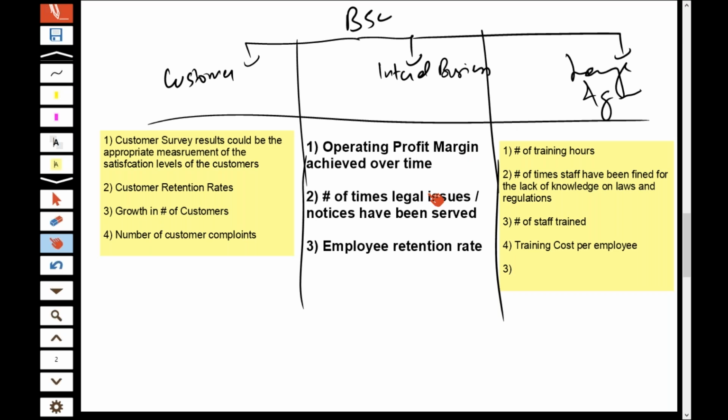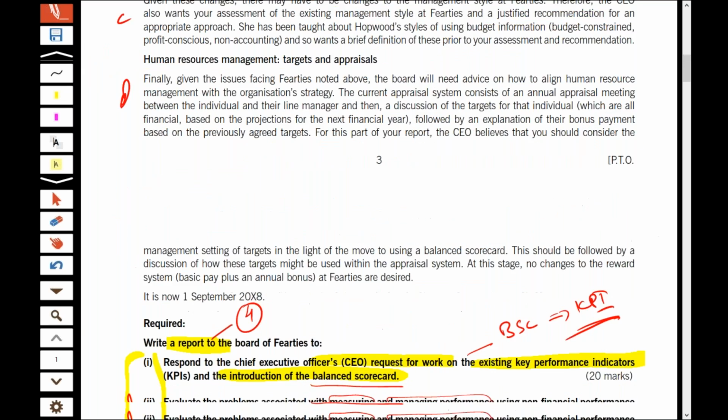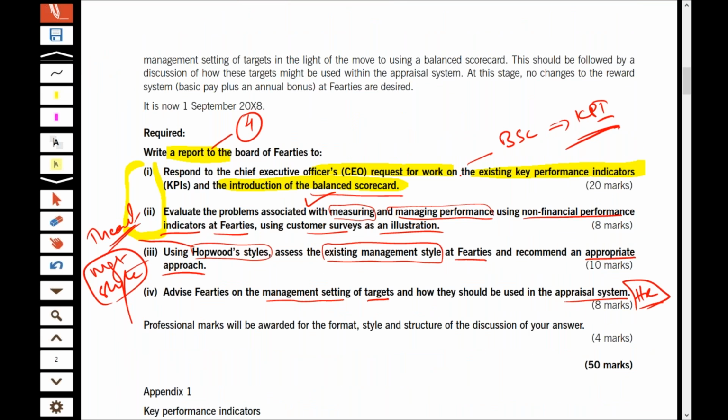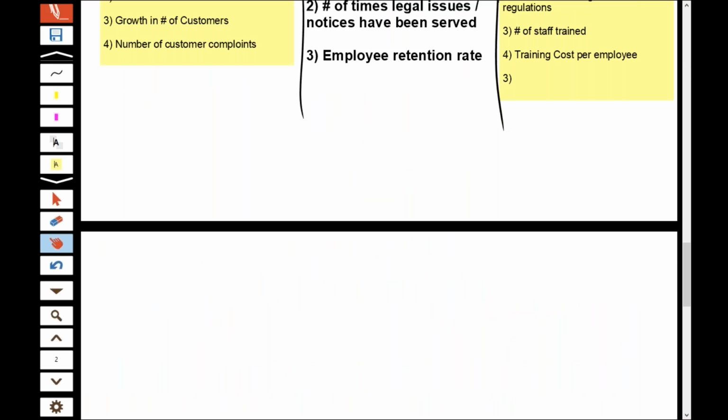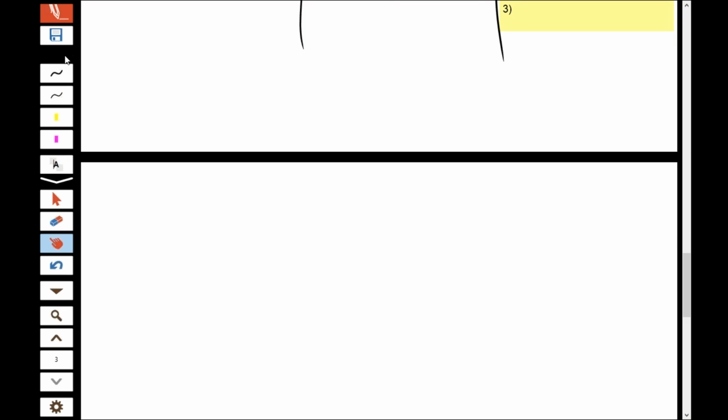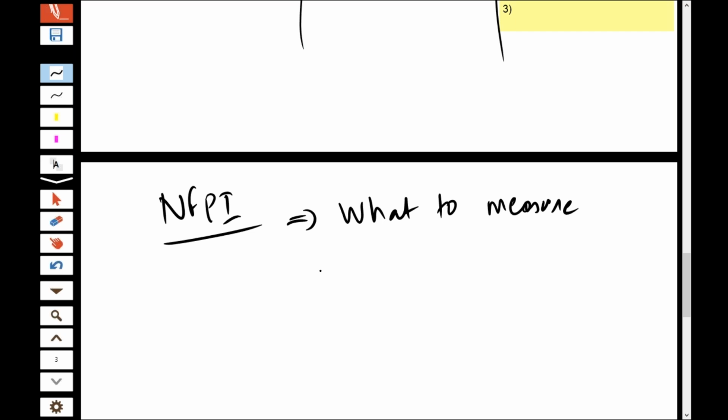Now the next thing is the requirement of the question, which says evaluate the problems associated with the measuring and the managing of performance using non-financial performance indicators at Fairtees using customer surveys as an illustration. Whenever you've got non-financial performance indicators, there are certain issues that arise: what to measure, the second thing is how to measure, and the third thing is how to interpret results.